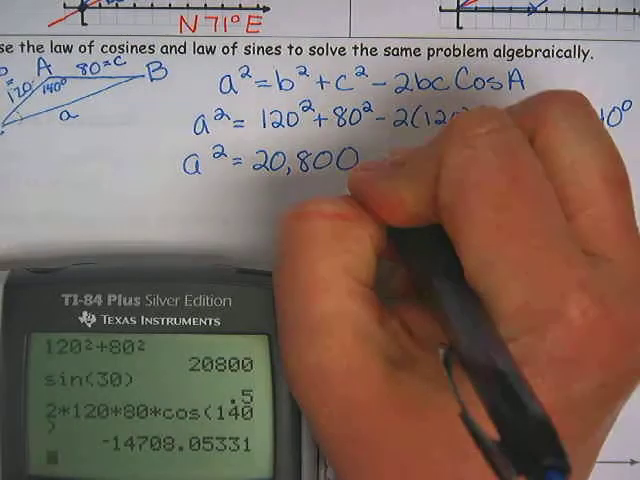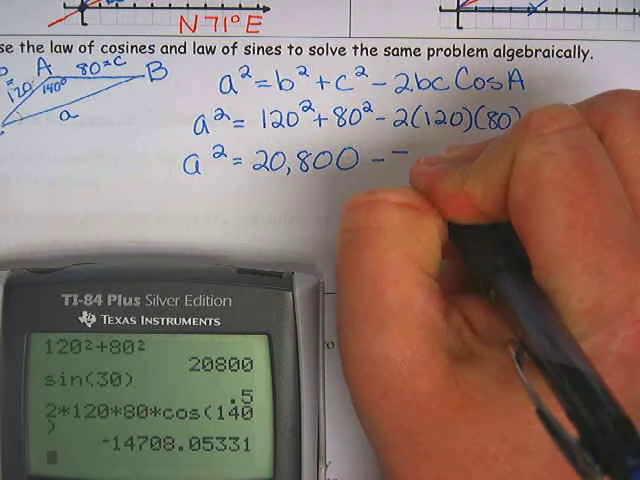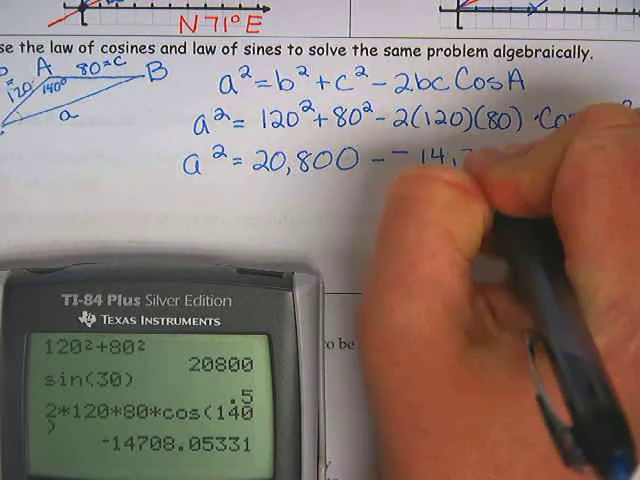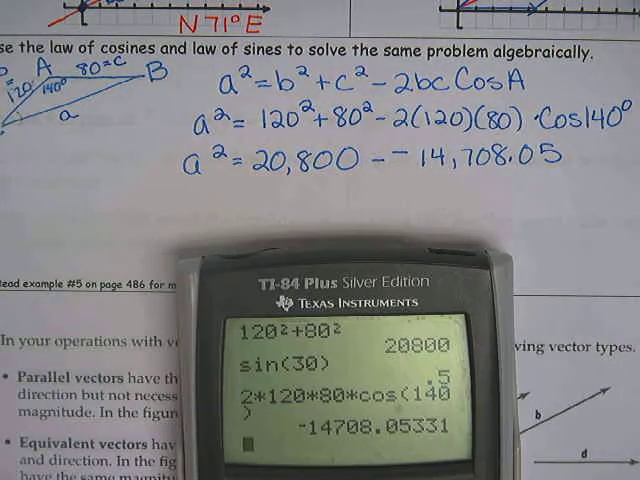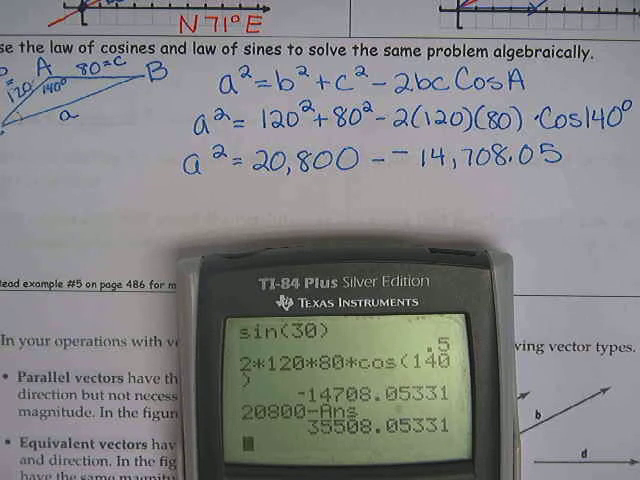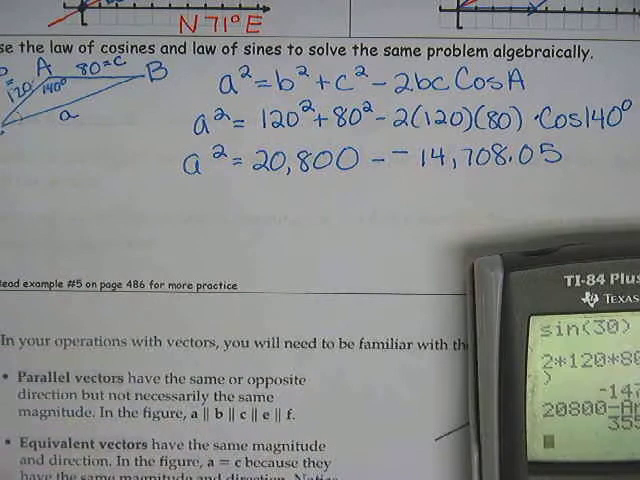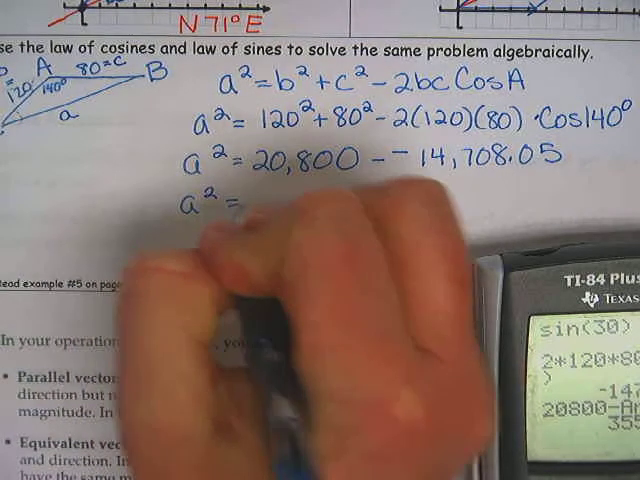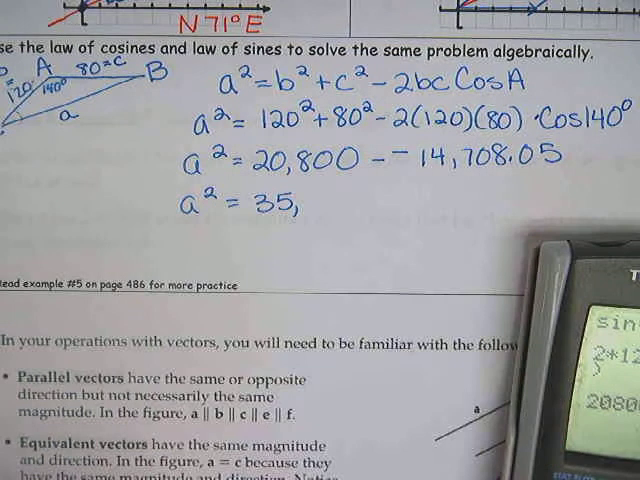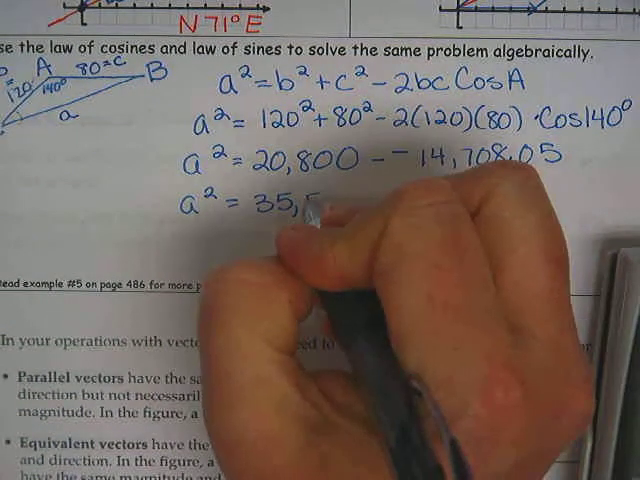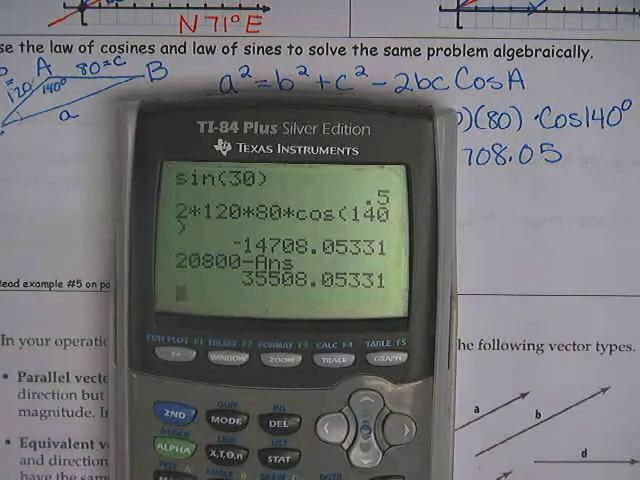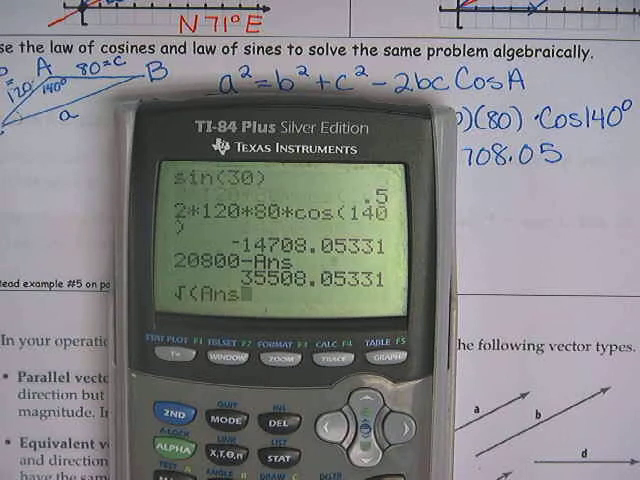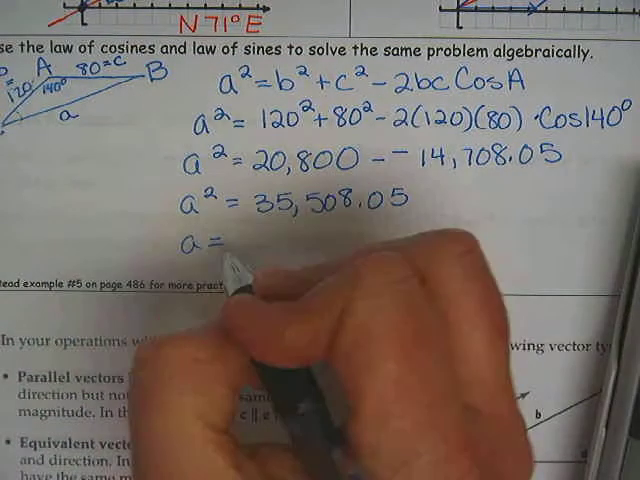And that's a negative number that I'm subtracting from my 20,000. 14,000. I'm going to round because I'm going to use the answer button on my calculator. So I want 20,800. Subtracting my last answer would tell me 35,500. So a is equal to the square root of that value.